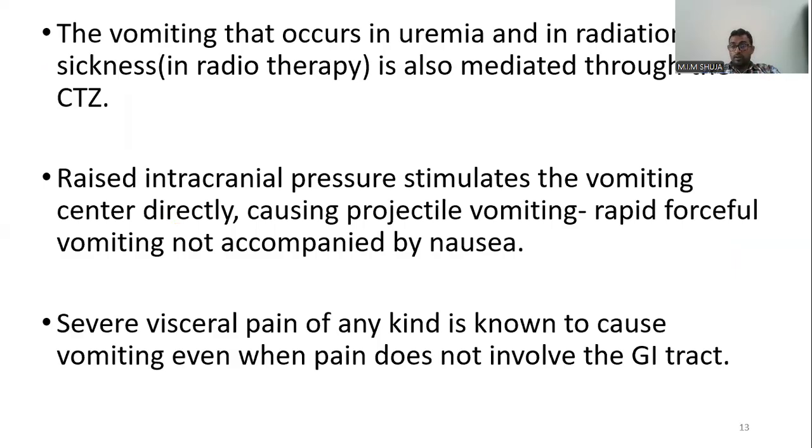The vomiting can occur in uremia and renal failure. Waste products such as urea and other toxins accumulate in the blood. These circulating substances can stimulate the chemoreceptor trigger zone and produce nausea and vomiting. So in a patient with persistent vomiting, especially with reduced urine output, edema, hypertension, or known kidney disease, we should think about renal causes also.